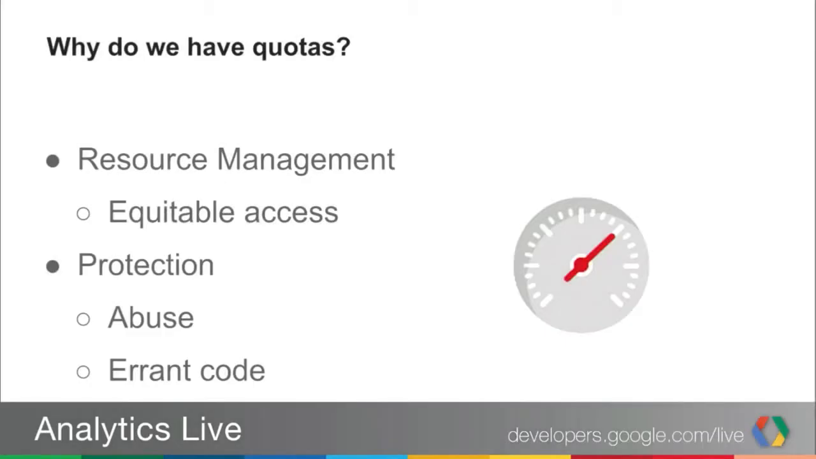Right. So let's talk about why we have quotas. A lot of other APIs within Google and outside of Google have some standard quotas and some API specific quotas. The main purpose for the quotas is to manage resources. At Google, we have limited servers, limited resources, and we need to make sure that all the developers out there are getting equitable access, sharing the resources in a fair manner.